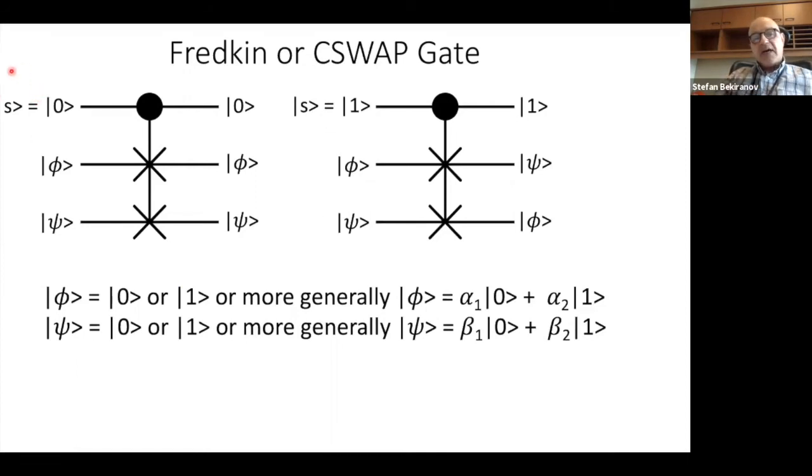So now I have a swapper qubit, okay? When it's set to 0, the states get passed right along. These can be 0s or 1s or states in arbitrary superposition. Okay, so phi goes to phi, psi goes to psi. But if my swapper qubit is 1, then I swap the states. So if you look carefully, the phi goes to psi and the psi goes to phi. So I've swapped them, okay? Any questions?